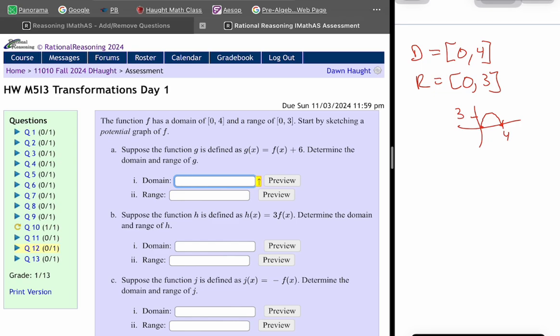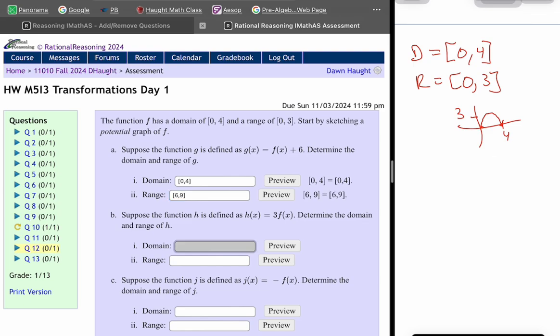So if we add 6, that only changes our range. So now instead of going from 0 to 3, pick up both of those and lift them up 6. So the domain is still going to be 0 to 4. Our range, though, adds 6 to both of those. So it's going to be from 6 to 9.